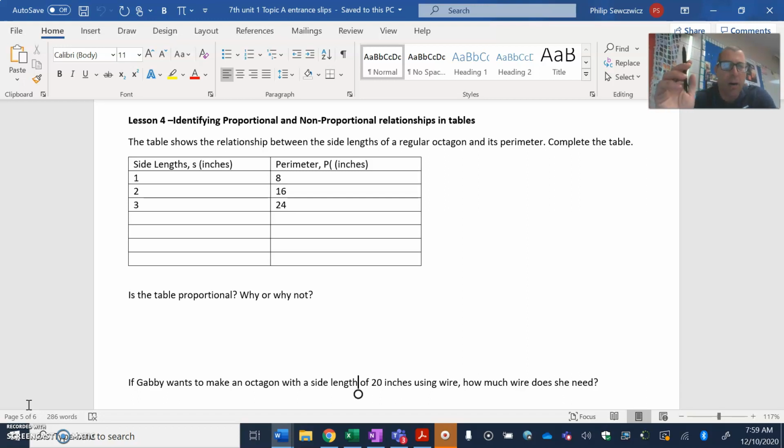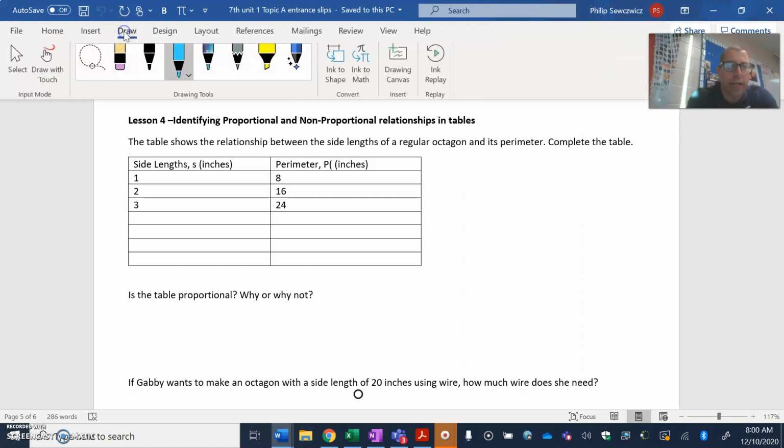Identifying proportional and non-proportional relationships in tables. First thing they want us to do here is to complete the table. So we're going to work off the pattern that we're looking at there. If we see a 1, we see an 8, we see a 2, 16, 3, we see 24, we can just keep the pattern going here. So to do that, we can just kind of count along here. 1, 2, 3, 4, 5, 6, 7.